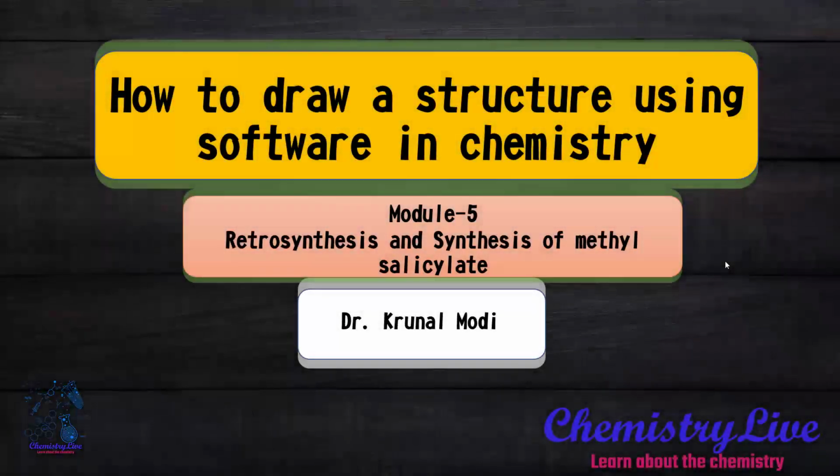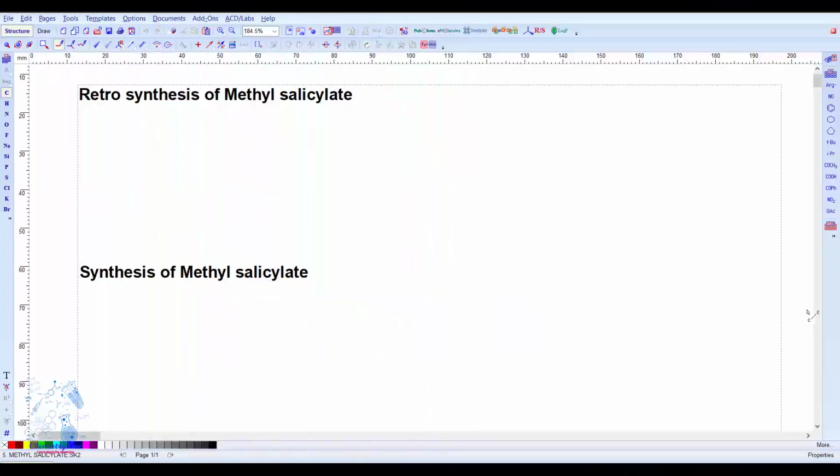Today we have a new module on the topic how to draw structures using software in chemistry. The module is retrosynthesis and synthesis of methyl salicylate. So let's quickly jump into our topic and go to the software. That is our workplace. We have to draw the structure here.